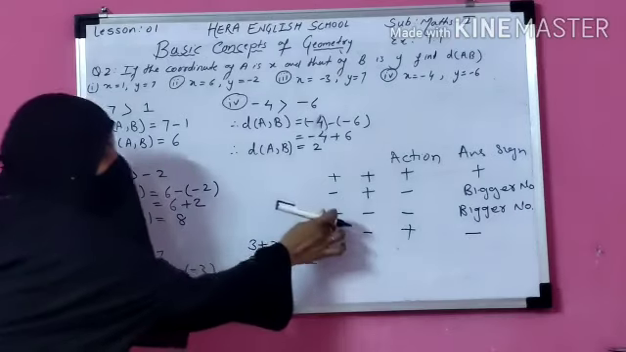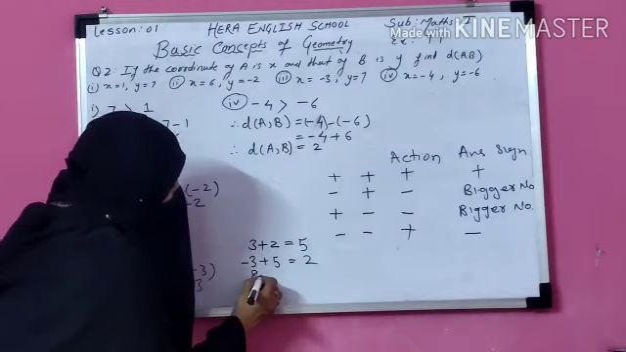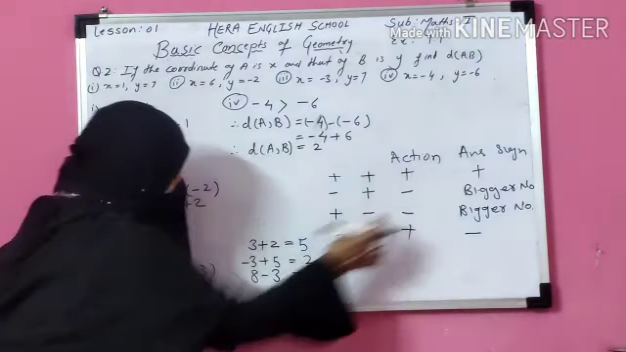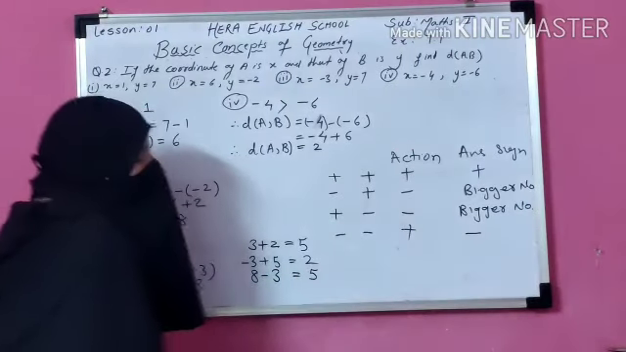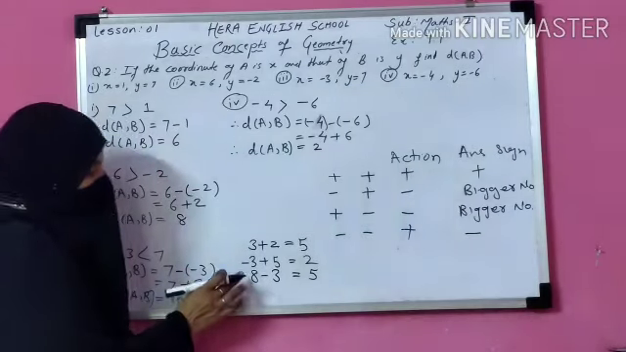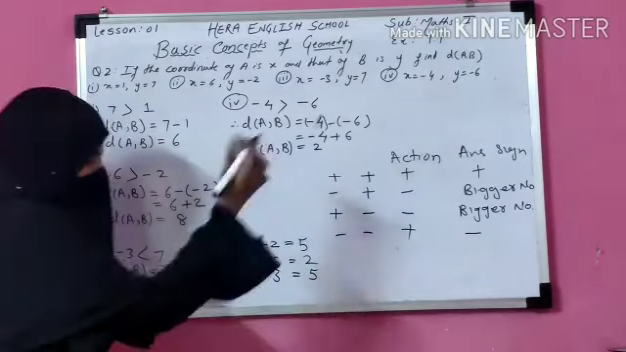Next case, your first number is plus. Suppose 8 in plus, second number in minus form, minus 3. Then plus minus action is minus. So 8 minus 3 is 5. Answer sign is the bigger number's. So here 8 is your bigger number, in plus. So the answer sign is also plus.